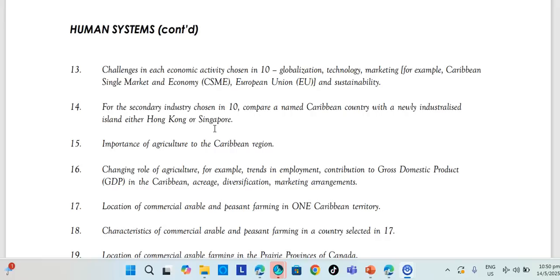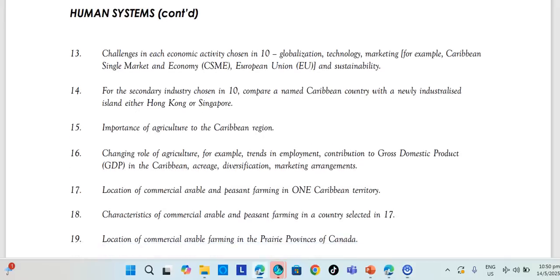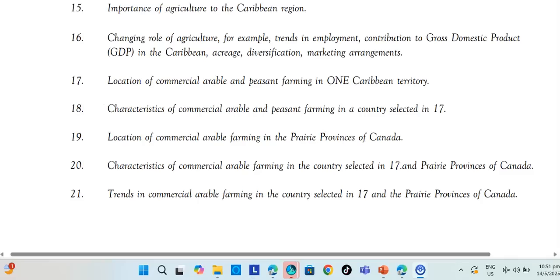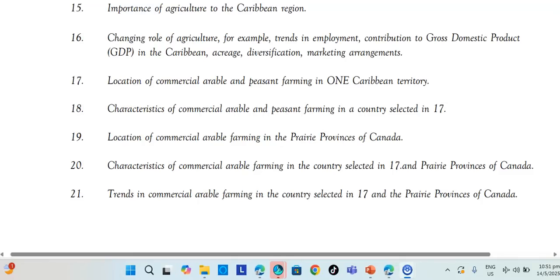All right, so we're going to look at locations of commercial arable and peasant farming in one Caribbean country. We're going to look at commercial arable farming in Jamaica. Now, farming is done on flat, fertile lands, such as in St. Catherine Plains, Clarendon, and St. Elizabeth. Crops that are grown in Jamaica: sugarcane, bananas, and vegetables for export and local supermarkets, often done by large farmers or companies.